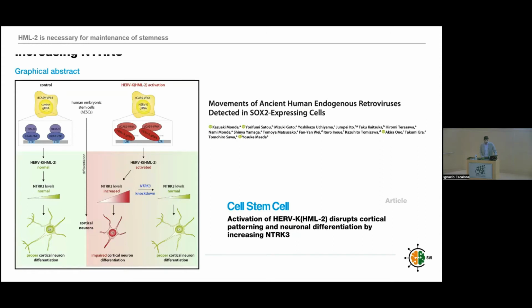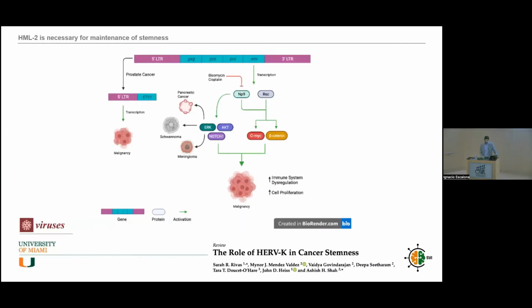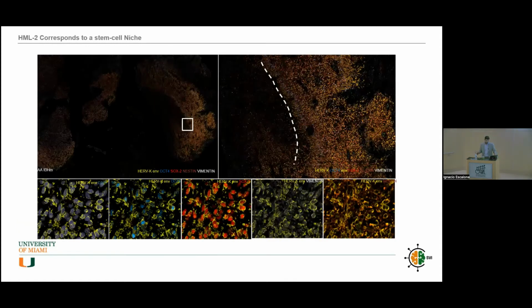Another publication, maybe 6 months ago in Cell Stem Cell, suggests another mechanism of how HERV-K disrupts cortical patterning and neuronal differentiation through NTRK3. I'm harping on the stem cell thing because I think it's very important in gliomas. So we looked into different ways that it can contribute to stem cell development in gliomas. And this is the really important work here.